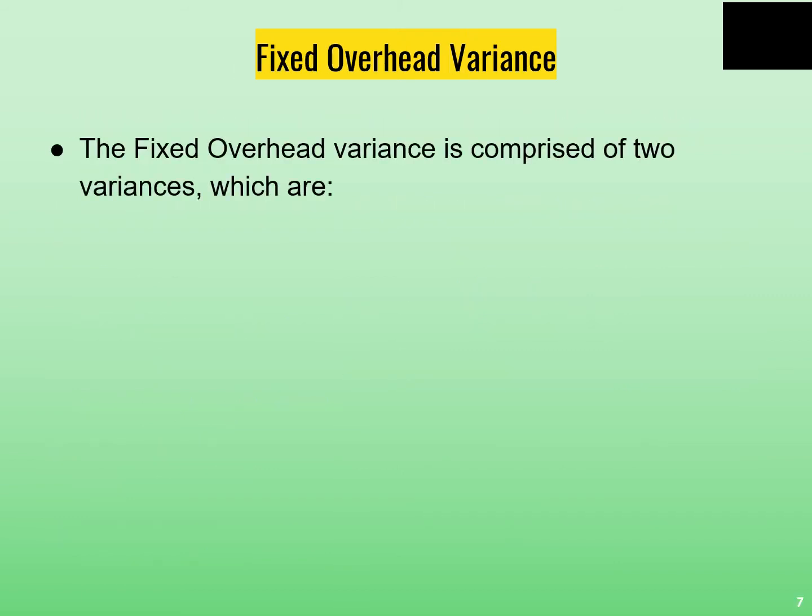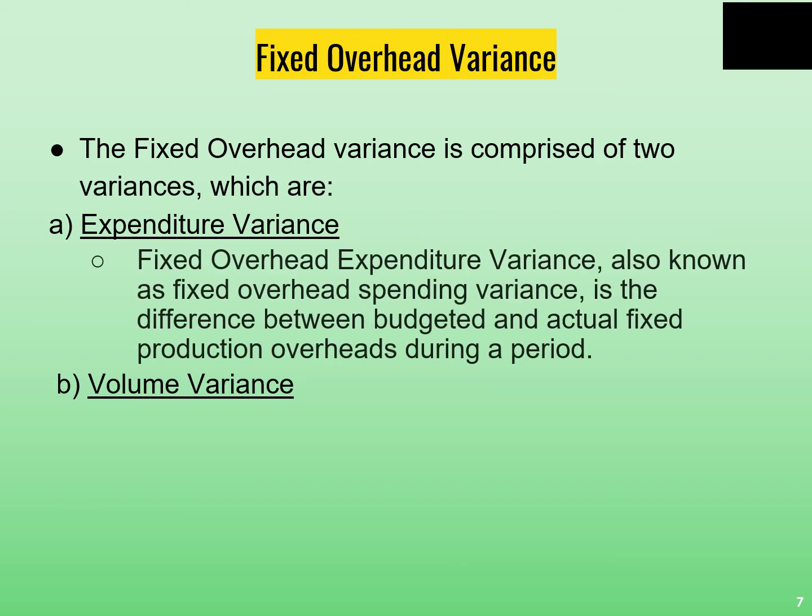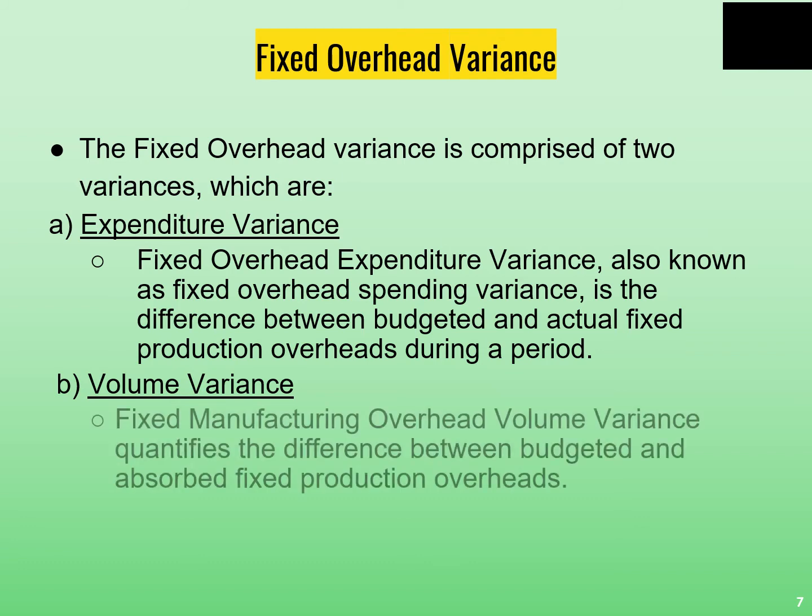The fixed overhead variance is comprised of two variances, which are A. Expenditure variance and B. Volume variance. Fixed overhead expenditure variance, also known as a fixed overhead spending variance, is the difference between budgeted and actual fixed production overhead during a period. Fixed manufacturing overhead volume variance quantifies the difference between budgeted and absorbed fixed production overhead.